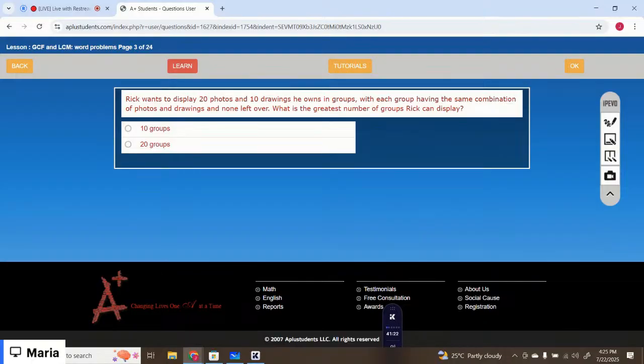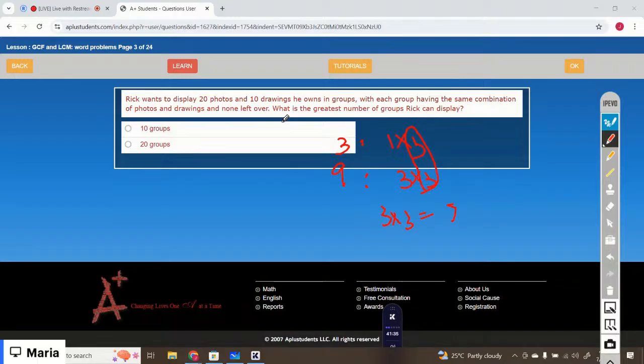Rick wants to display 20 photos and 10 drawings he owns in groups, with each group having the same combination of photos and drawings and none left over. What is the greatest number of groups Rick can display? So you need to find the GCF.